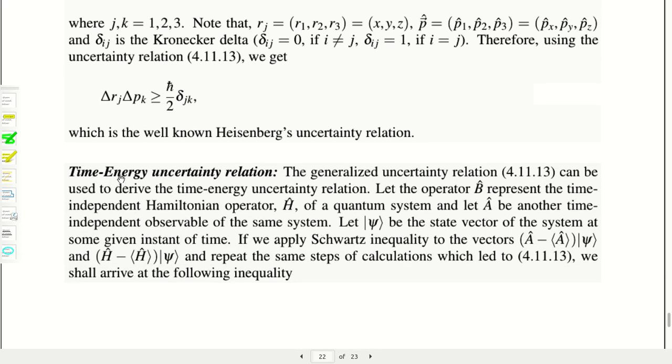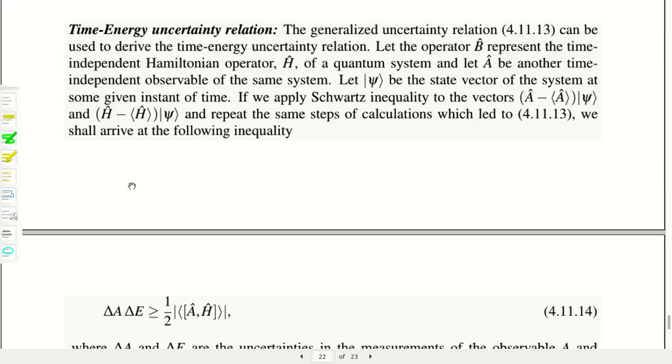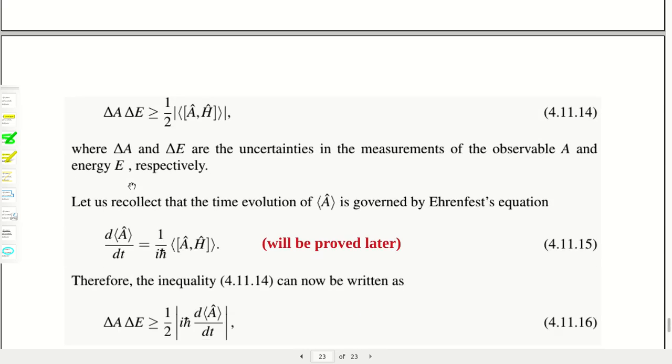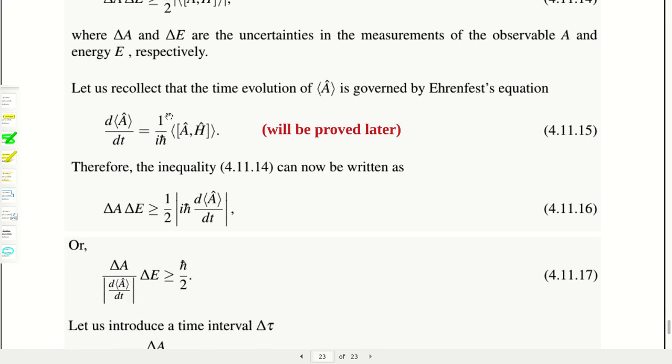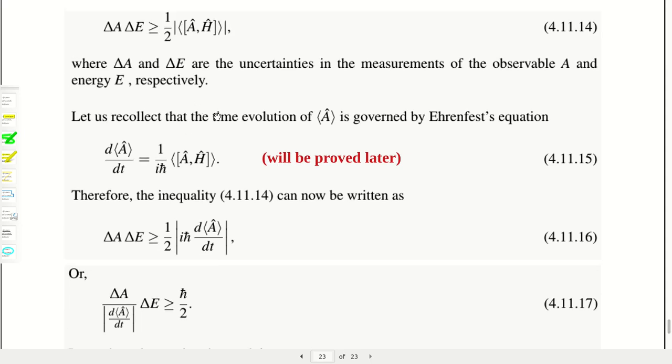And there is another Heisenberg uncertainty relation between energy and time, but this is formulated in a different way. How is it defined? Let A be any operator, any dynamical variable, and E is the energy. So delta A into delta E is greater than or equal to half of the mod value of the expectation of the commutator bracket of A and H. Here H is the operator form of E. Now H is the Hamiltonian operator, you know.